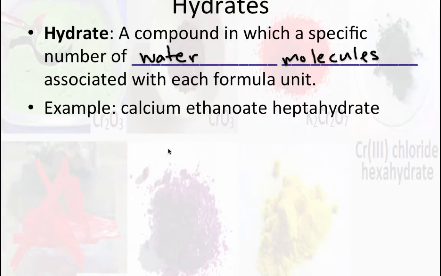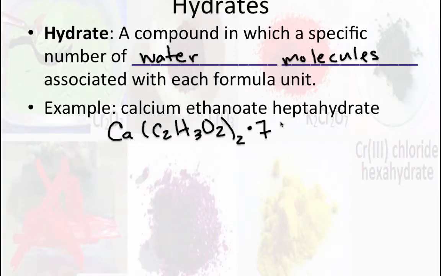An example is calcium ethanoate heptahydrate. Now back in the olden days they called this calcium acetate heptahydrate. But what does this mean? That means embedded in the crystal structure of calcium ethanoate, there are 7 water molecules. And they naturally occur as a part of the calcium acetate structure.